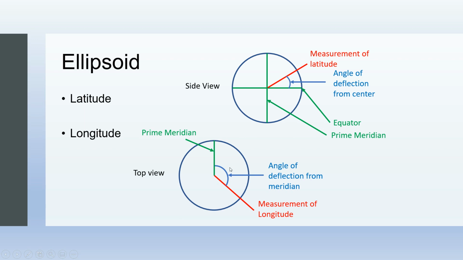Then we have longitude, right? It used to be based off of the prime meridian, but the zones are actually more based off of the inverse of the prime meridian, which is the international date line. Basically, here's the prime meridian, measuring in angle that way. So you have a deflection angle from there, and that's your measurement of longitude.